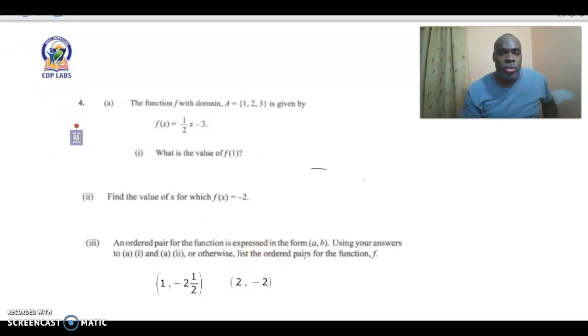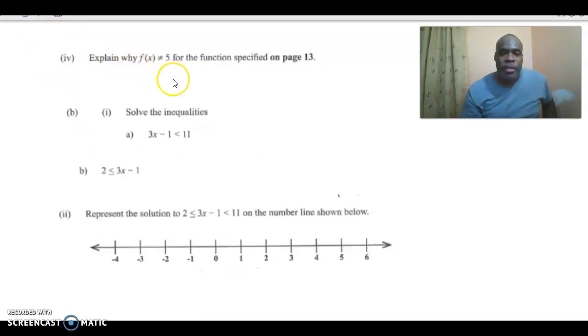Now we're going to go to the other part of the question. It asks you to explain why f of x is not equal to 5 for the function specified on the other page. The clear answer is that the value of x does not exceed 3 in the domain. Simple as that. You could work it out and figure out that x would have to be 16 for f of x to equal 5, and 16 is not part of the domain of A. The domain of A is 1, 2, 3.